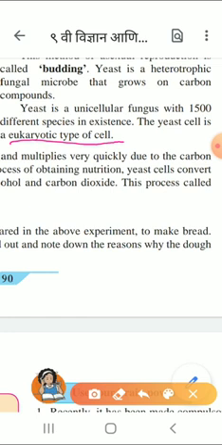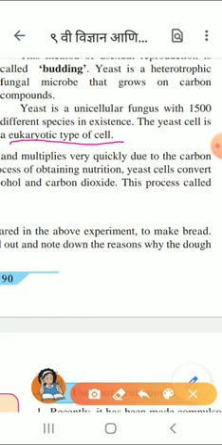Now, if you want to define the eukaryotic cell, how can we define it, children? A eukaryotic cell is a cell which has a complex structure and in which the genetic material is organized into membrane bound nuclei. Such types of cells are called eukaryotic cells. So this way we can see that this has the eukaryotic type of cell.